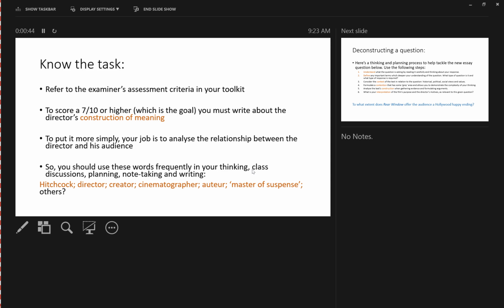So think about, and I'm after suggestions here, think about words that you can use to make sure you are focusing on the director. So I've got Hitchcock, director, creator, cinematographer, I think. We can use that. The director uses a cinematographer, so yeah, that absolutely. Auteur, I've got to look that up. We can talk about him as the master of suspense.